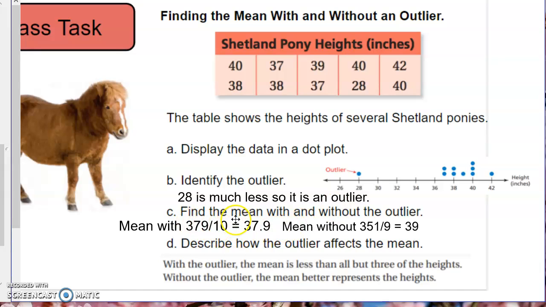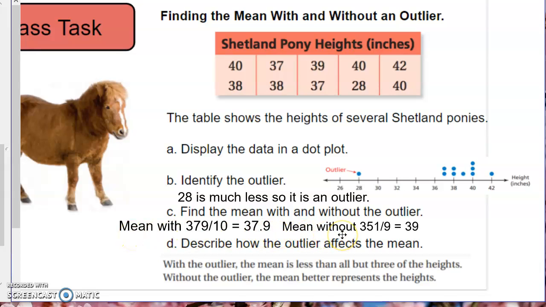Then what I want to do is find the mean with and without the outlier. So with the outlier is just like we've been doing. I add all of those numbers together and then I divide by the number of numbers there are, which is 10. So when I add them together, I get 379, and then I divide that by 10 because that's the number of numbers that there are, and I get 37.9 as my mean with the outlier.